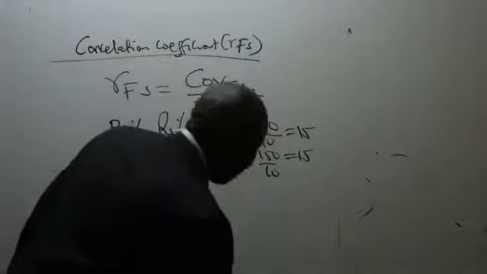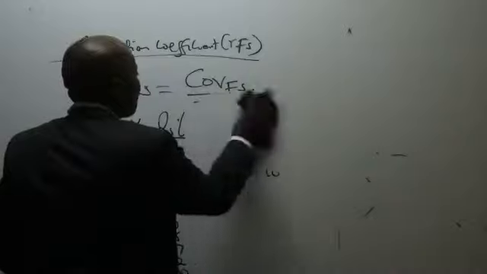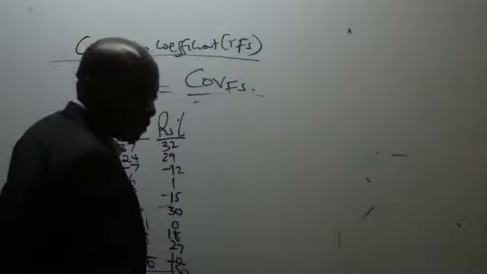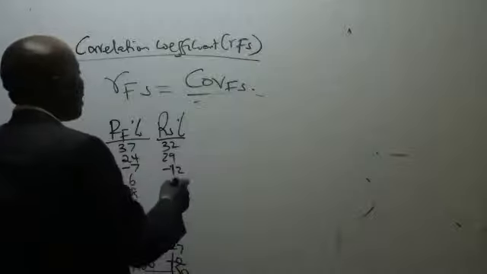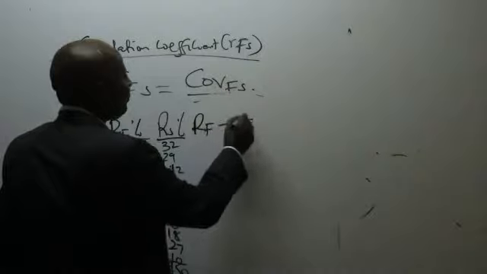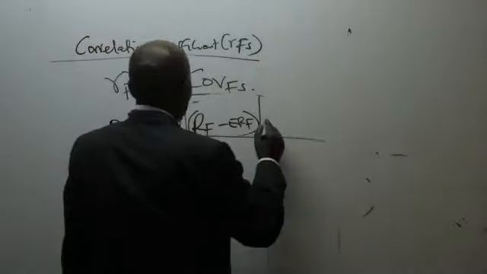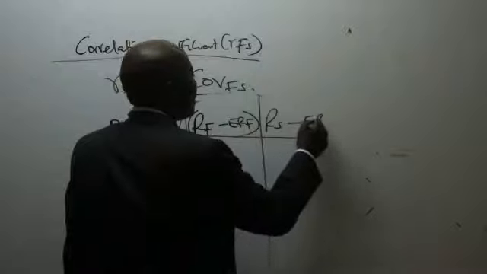So what do we have here? We have the deviation of F. Please come and give me the deviation of F. We have RF minus ERF. And then, ladies and gentlemen, the second deviation will be RS minus ERS.